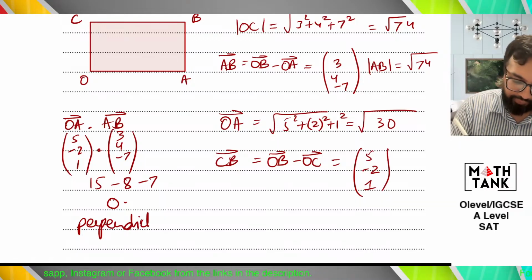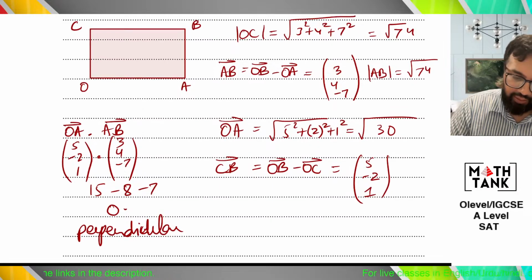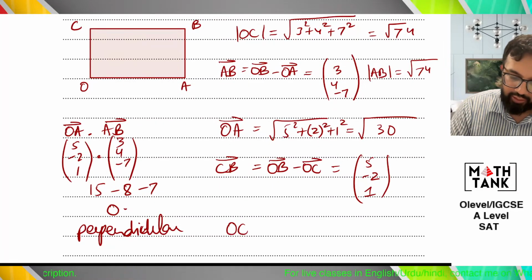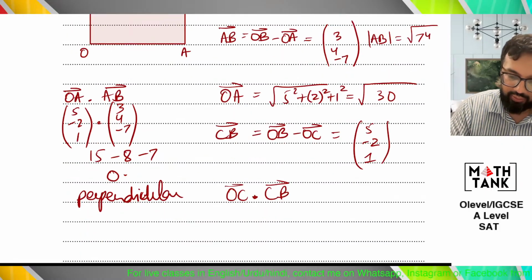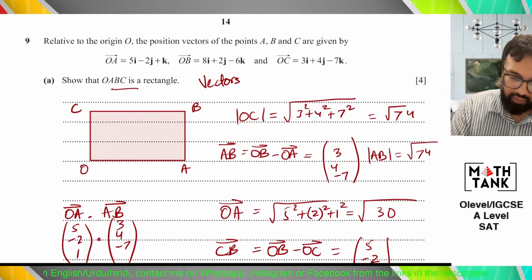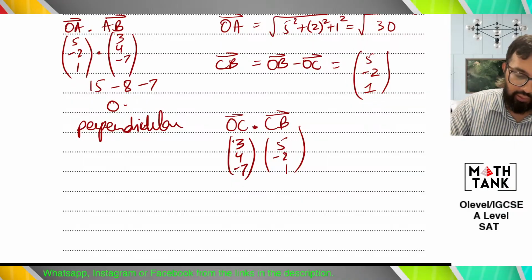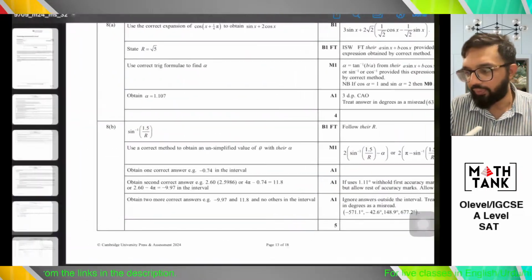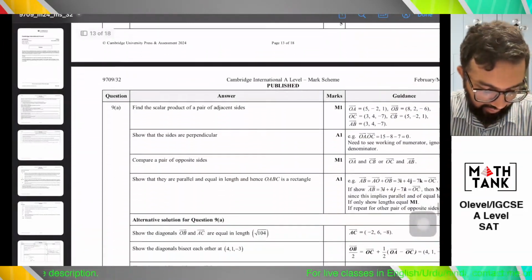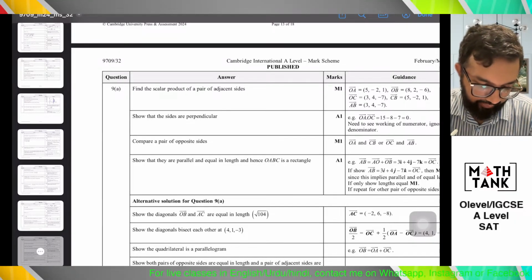Similarly OC dot CB को भी प्रूफ कर लें डॉट प्रोडक्ट से। 5 minus 2 and 1 and 3 4 and -7, 15 minus 8 -7। Okay, so I proved that they are perpendicular and their distances are equal. So OABC is a rectangle.